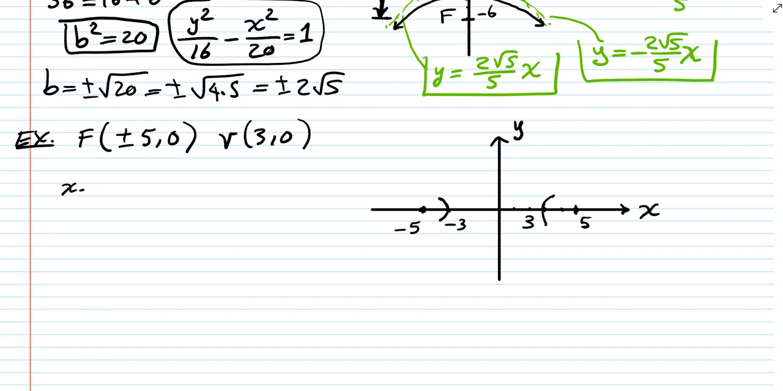I'm going to go with the equation (x minus h) squared over a squared minus (y minus k) squared over b squared equals 1.